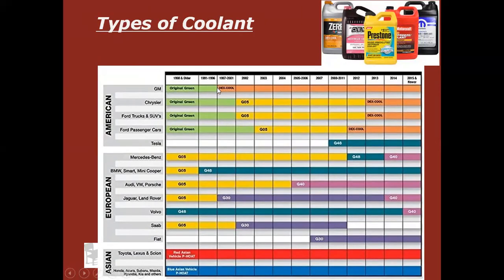Notice it goes right up to about 96, and then at 96, GM switches and some things start getting crazy. But 96 and older, as long as you've got American cars, you pretty much just can use the green.